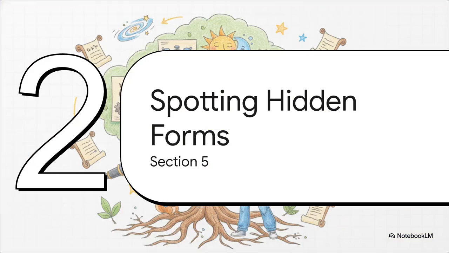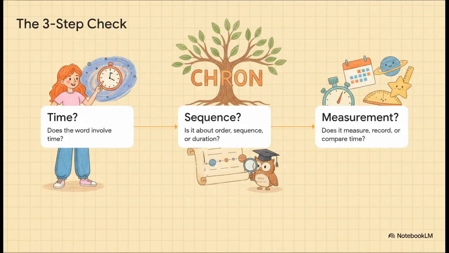Which brings us to Section 5, spotting hidden forms. Consider this a masterclass in detective work for advanced spellers. We're going to learn how to catch this root no matter where it hides. If you are ever in a high-pressure situation, like a spelling bee, use this 3-step mental checklist.